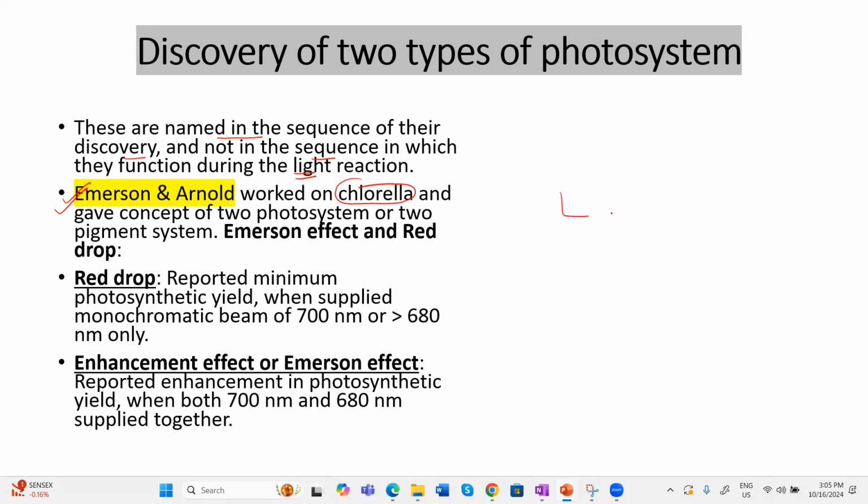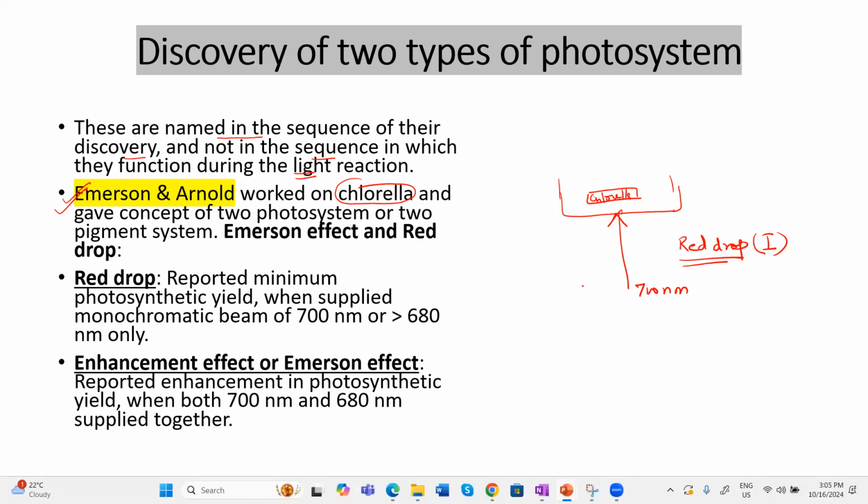Just imagine this is a diagram in which the green algae is present, and this green algae is actually chlorella. What we are doing is putting only far red light, whose wavelength is more than the visible wavelength, nearly more than 700. This light was falling on it and we find the oxygen bubbles stopped coming, meaning the yield is decreasing. This is known as the red drop. The red drop was the first thing identified, and it occurs when the light is of nearly 700 wavelength or more.